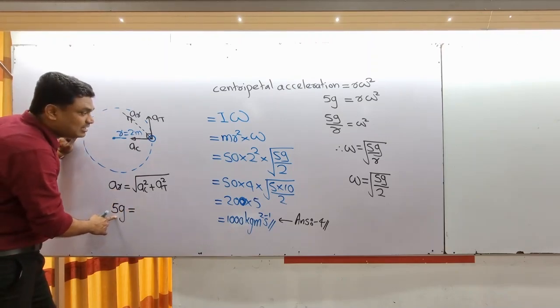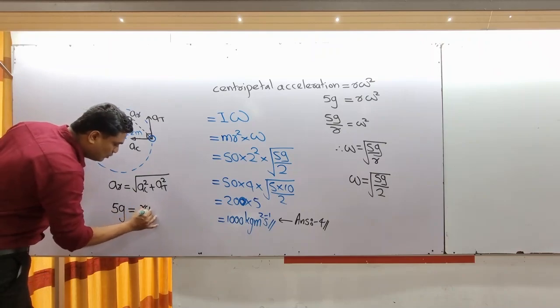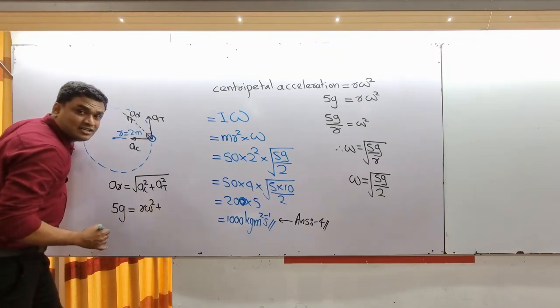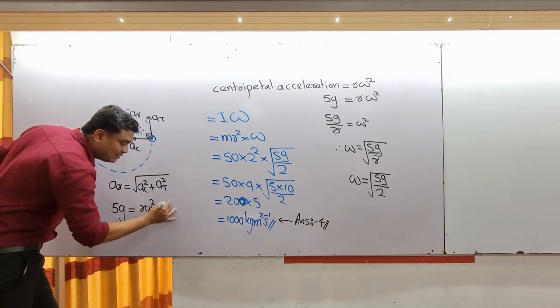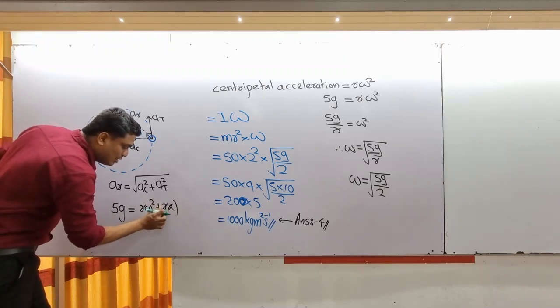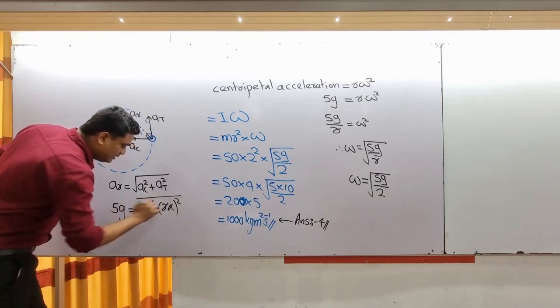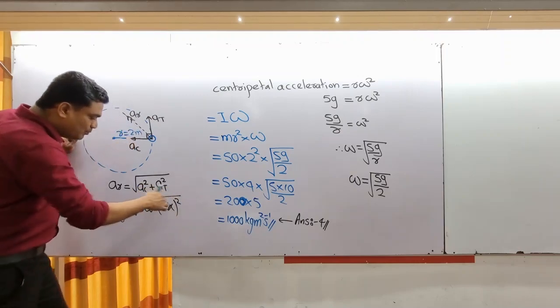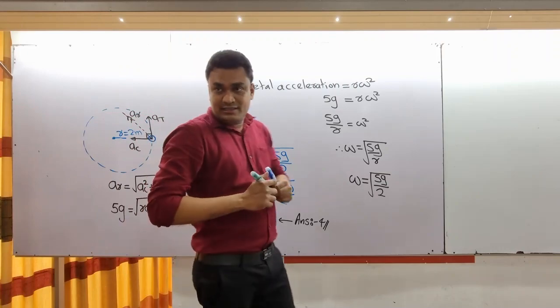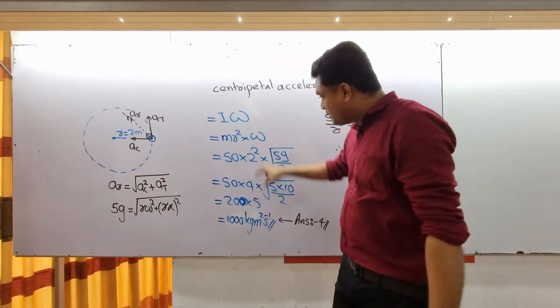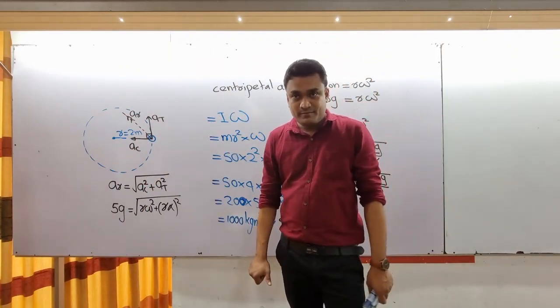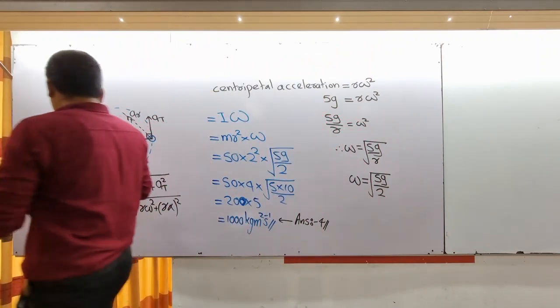Centripetal acceleration is given by r omega square. Tangential acceleration is given by r alpha, but again you have to take the square and root. Then you should obtain an expression for omega. By using that omega, you should do the same calculation. Got it, dear? Please write this down.